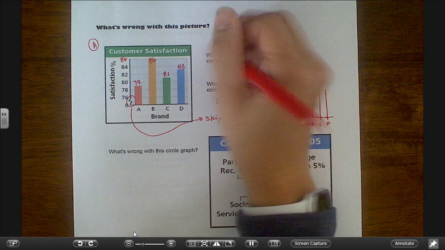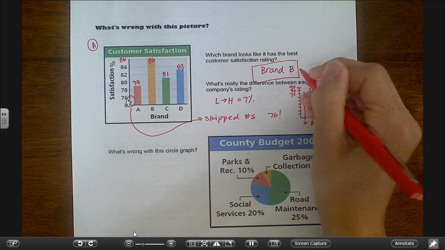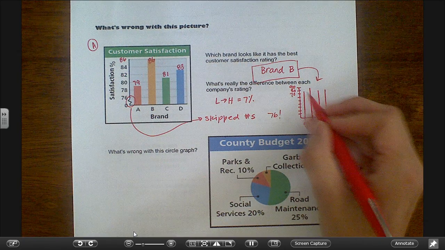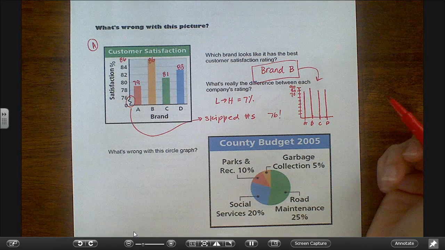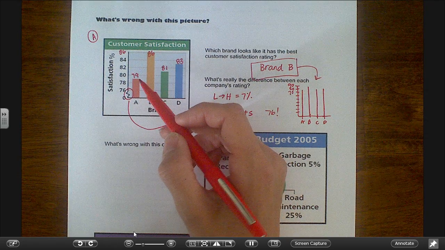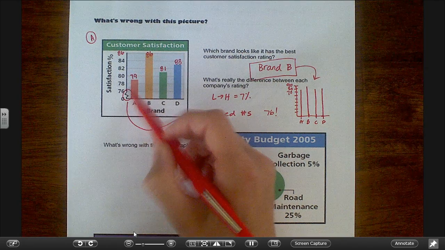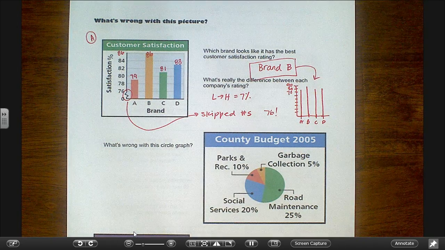So, who would put out this type of graph? Who would benefit from this? For sure, brand B would, right? It doesn't look like there's any real measurable difference between any of these, so brand B would want to make it look like they're so much better. So this is why you have to be really super careful when you're reading things, so that you're reading the actual numbers on the side and looking for this breaking point.